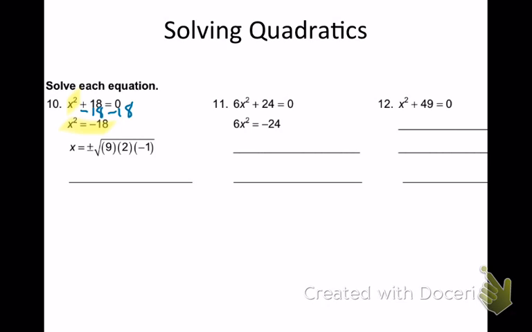What undoes a squared term? Square root. So I do the square root of negative 18. Well, 18 breaks down as 9, 2, and negative 1. What's the square root of 9? So I have x equals plus or minus 3. What's the square root of negative 1? i. Then I tack on the square root of 2.